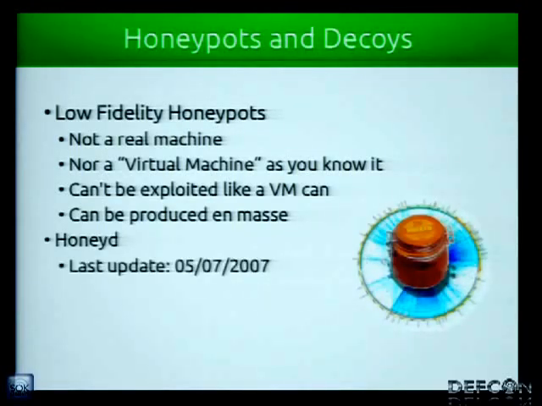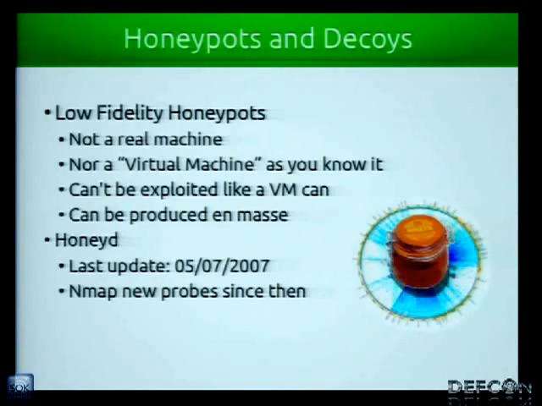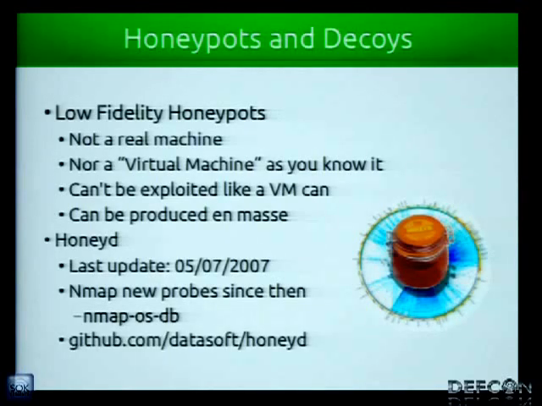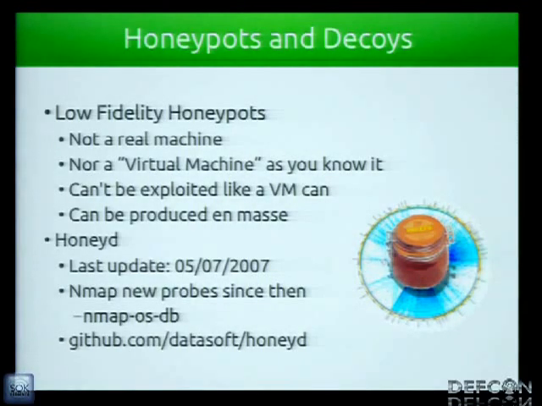So we use honey.d. One of the problems with honey.d, however, if you're familiar with it, is that it hasn't gotten an update since like 2007. That's rather a problem because since then, Nmap has put in new operating system probes, and so it completely fails at giving the right operating system. So one of the things we had to do was update that. If you go to our repository at github.com/datasoft/honey.d, you'll find an updated version of honey.d that actually responds properly to the new Nmap operating system probes. So it'll work with the new versions of Nmap.